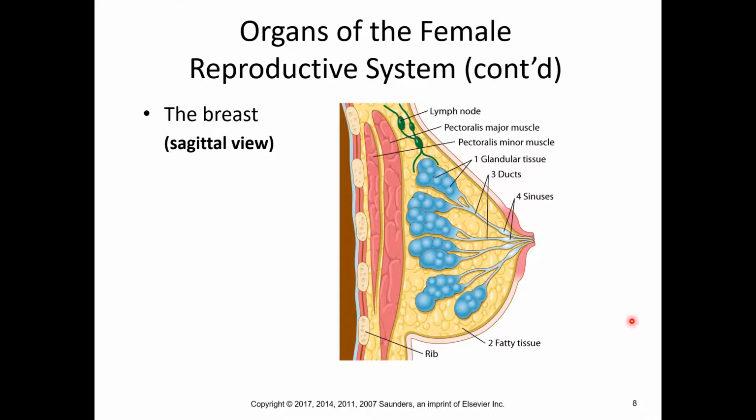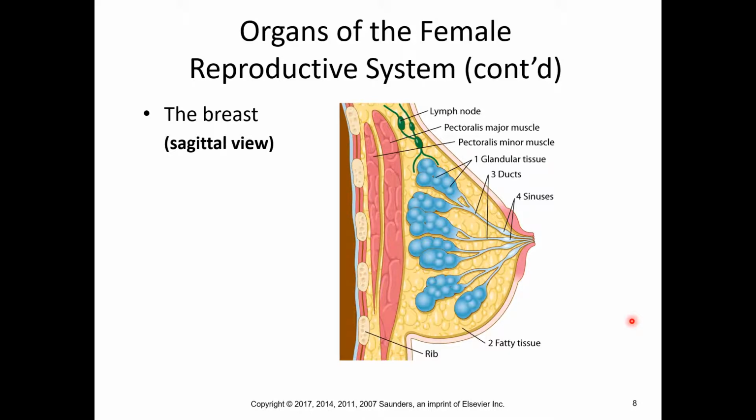Another organ of the female reproductive system is the breast. We know the breast is there for lactation and to provide nutrients for the infant after it is born. The breast is mostly fatty tissue with glandular tissue and ducts leading to sinuses that lead to the milk duct.